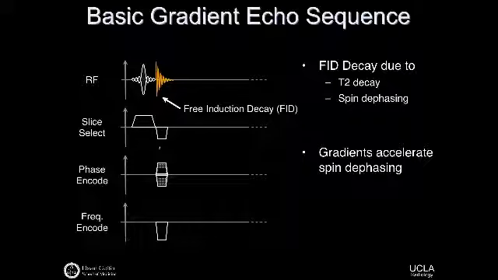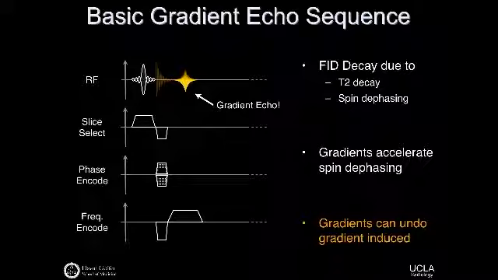And so turning on these gradients actually causes that particular signal to decay really quickly. So gradients accelerate what we call spin dephasing. One of the neat tricks, and it's not entirely obvious, is that gradients can undo gradient-induced dephasing as well. The idea is that if one gradient can cause the spins to dephase one way, then an opposite gradient can pull those spins back together again, at least for a brief period of time.